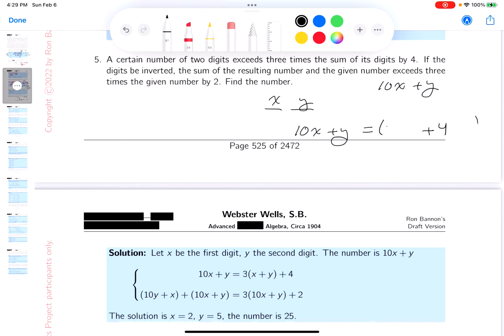I'm sorry, I forgot to put the 3 down first. I got to do that. 3 times the sum of its digits. I did it again. 3 times the sum of its digits. Get my eraser out. You know what? I'm going to neaten that up a little bit. So 10x plus y.